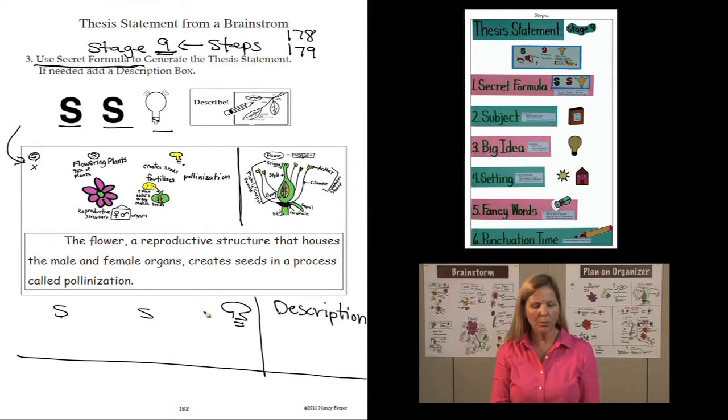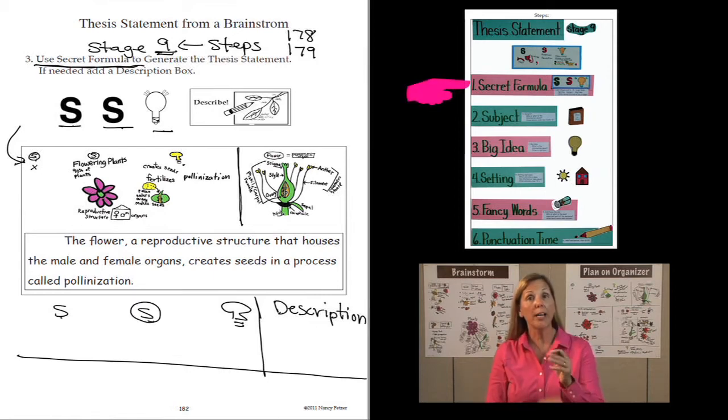This secret formula will help them identify what needs to be in my big idea, as well as how to form that into a powerful sentence. We had our setting, subject, big idea. We wrote that down on our paper, we drew a line, and we know we're going to have a box next to it for our description.